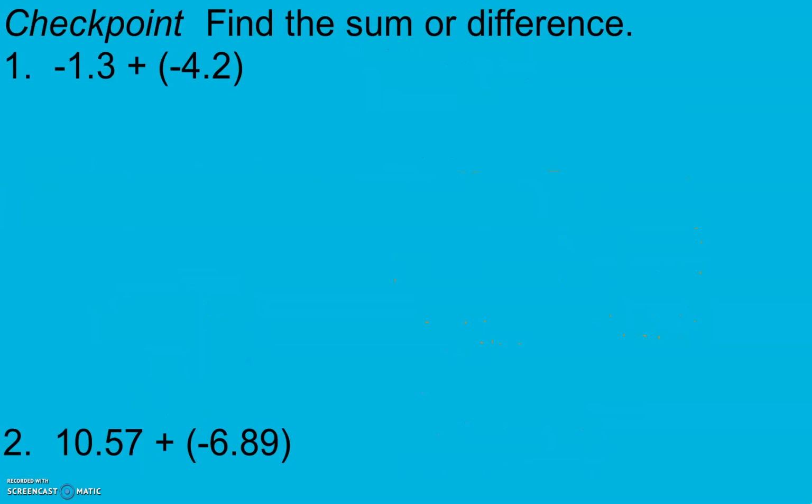Feel free to pause here and give this a try. First thing I'm going to do is take my absolute value of my numbers. I want just how far away from 0 they are. I don't care about the direction at the moment. Now I look back at my signs. They're both negative, same sign, so I'm going to find the sum.